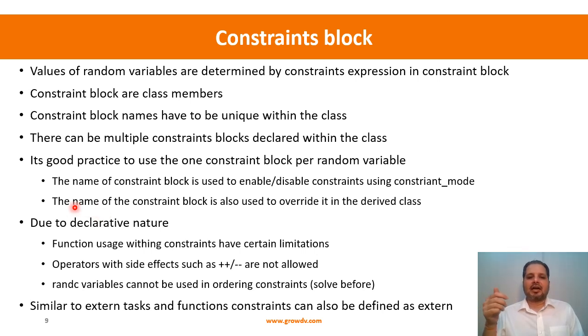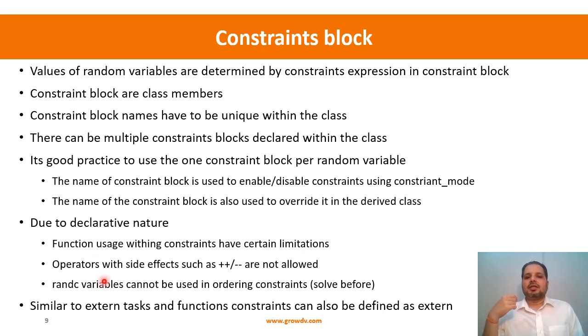It's just a guideline. And the name of the constraint block is also used to override it in the derived class. This we have already seen an example of. And due to the declarative nature of the constraints, there are certain restrictions, a few key ones that I'm calling out here. Actually, you can use functions within the constraint. So far we have looked at expressions being used in the constraint, but you can actually write functions that act as part of the constraint, but they have certain limitations. We will look at one of the limitations in the future slides.